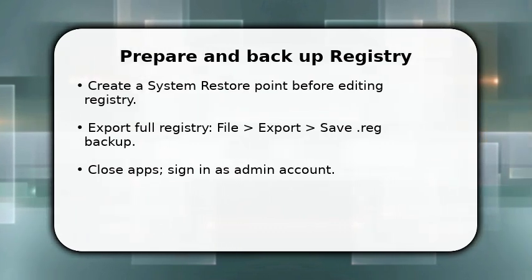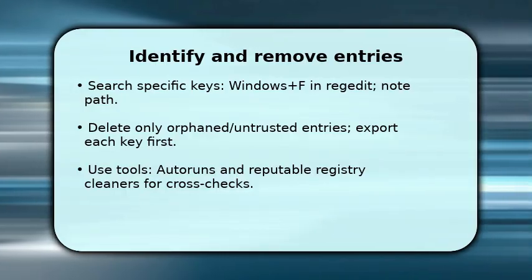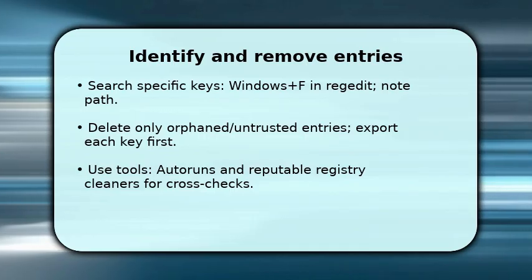You now focus on locating problematic entries. Use regedit search to find leftover keys from uninstalled apps, driver remnants, and invalid file associations. When you find a suspect key, export that key to a reg file, then delete it. This gives you a rollback.